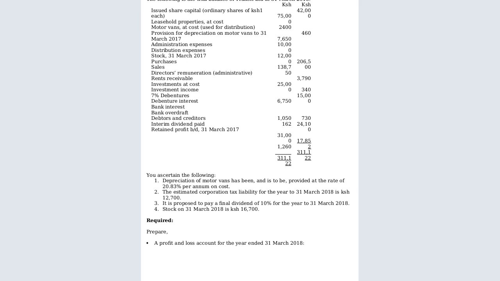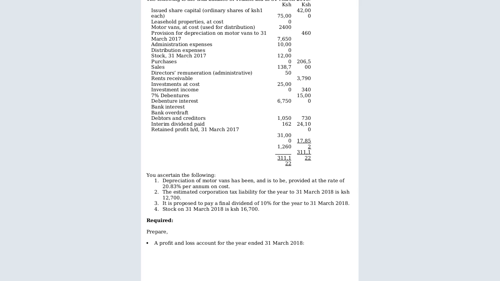Sorry. As usual, you know that we start with the workings. We always start with the workings. So workings mostly is in additional information. And in additional information number one, I think that is clear. We need to calculate depreciation. And we are told to calculate depreciation on a motor vehicle.